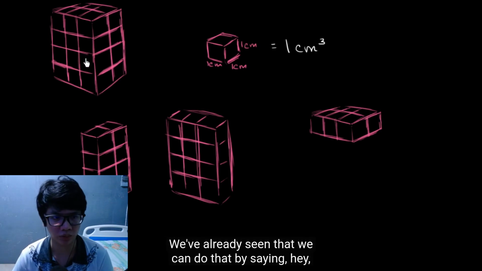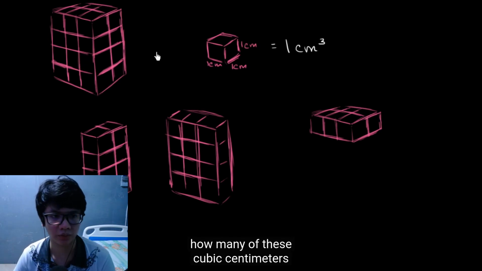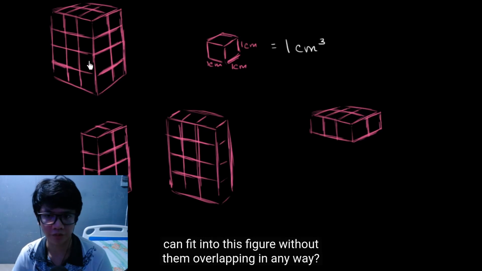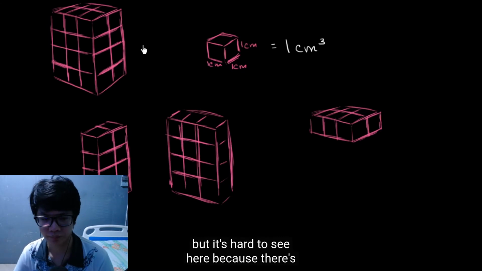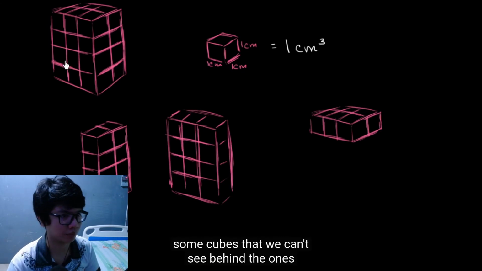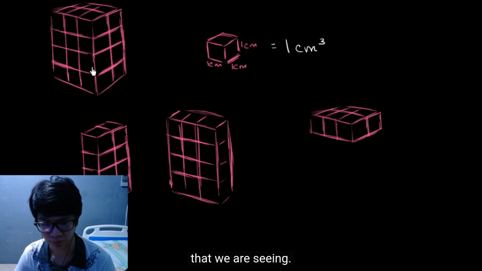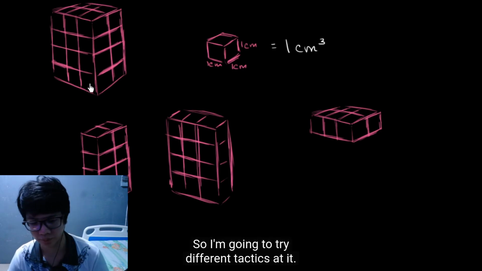We've already seen that we can do that by saying, hey, how many of these cubic centimeters can fit into this figure without them overlapping in any way? So if we had this in our hands, we could kind of try to go around it and try to count it, but it's hard to see here because there's some cubes that we can't see behind the ones that we are seeing. So I'm going to try different tactics at it.